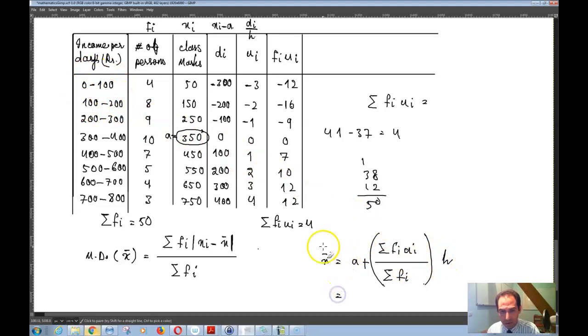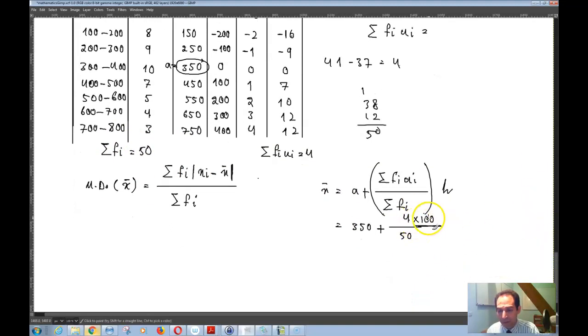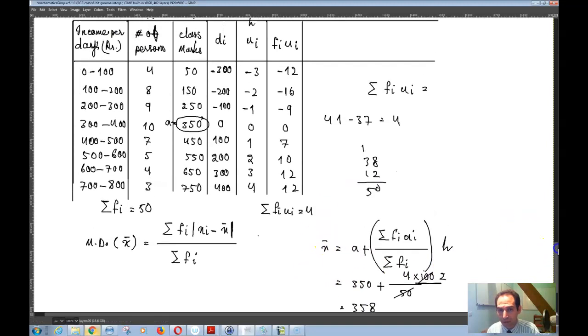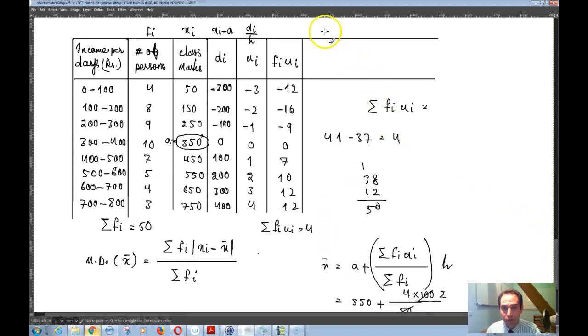So I can write this as A, which is 350, plus sigma f of i u of i, which is equal to 4, divided by sigma f of i, which is equal to 50, and multiply this by 100, which is the class size. So I will get 2 times 4, which is 8, and this is 358. That is the mean of my data, 358. So x bar is equal to 358.